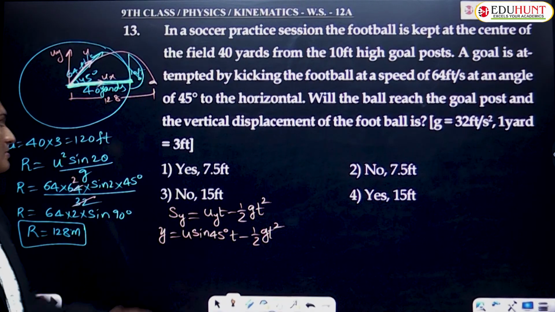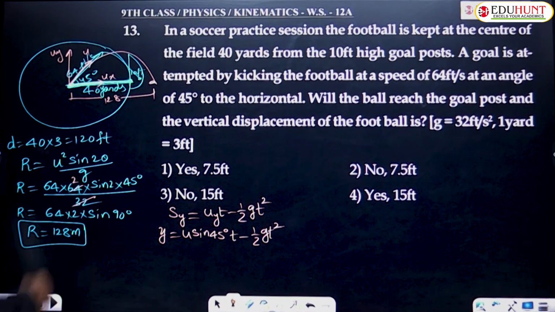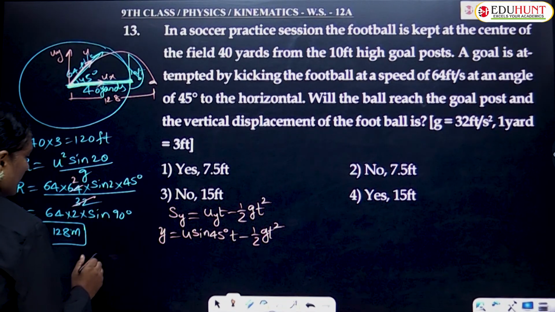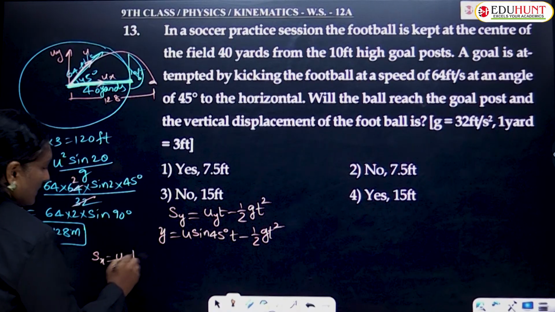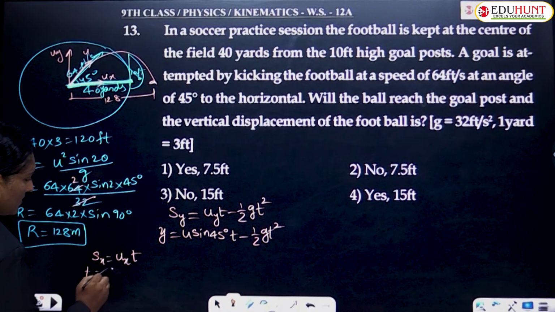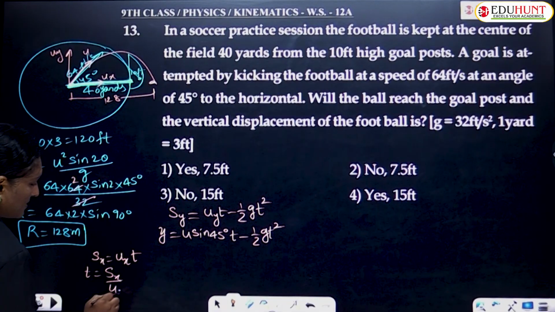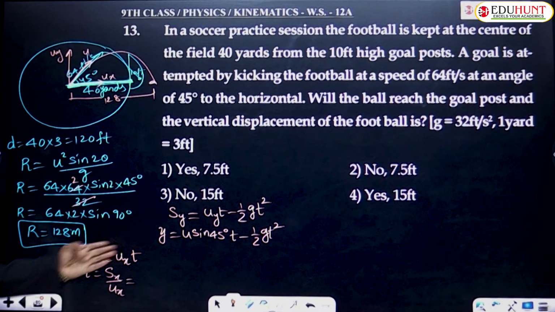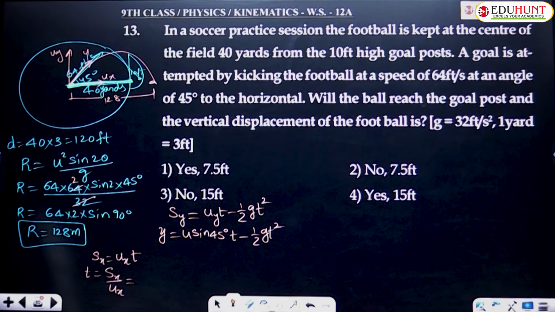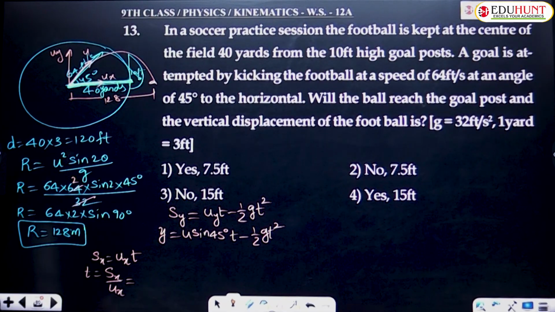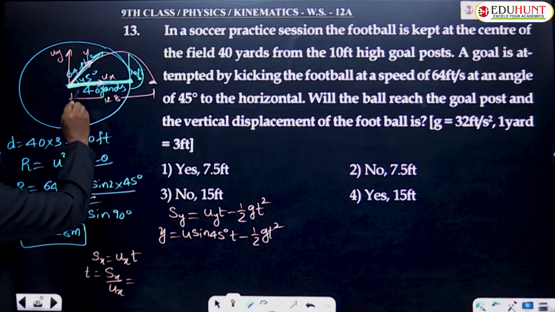So what is the time, children? In order to find the time, let us use the range formula. Sx is equal to ux into t, or t is equal to sx by ux. You remember this? Along the horizontal distance, Sx is equal to ux into t. To get the parabolic equation, we used this model. So Sx is nothing but the horizontal range.